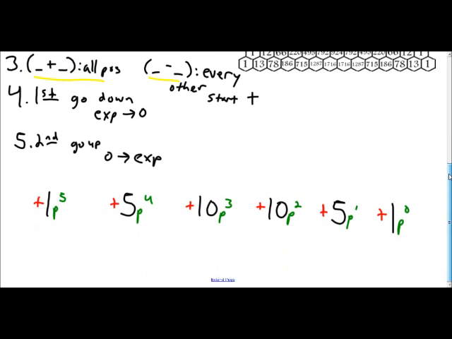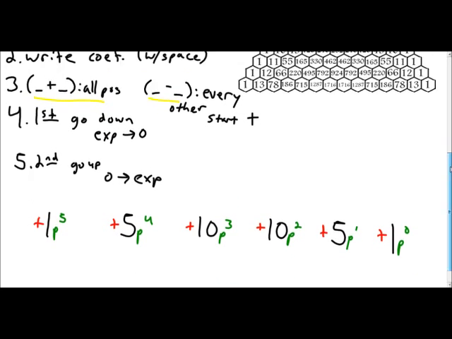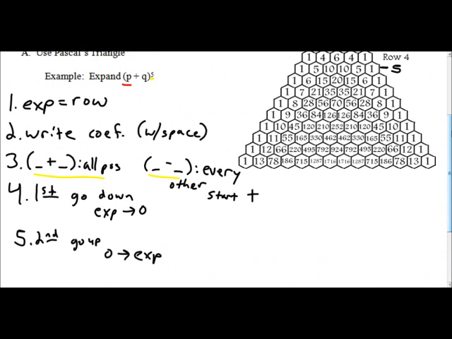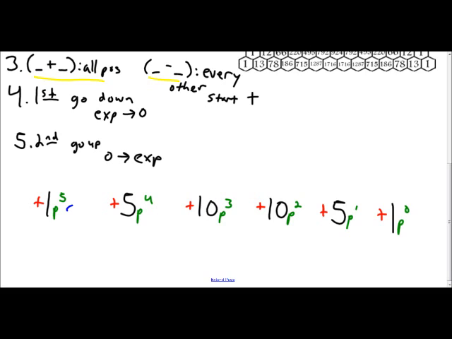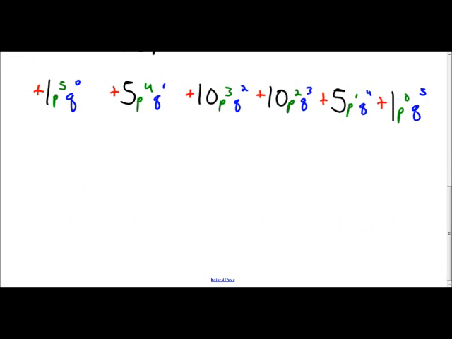Then our last thing to do is go with our second term and go up from 0 to the exponent. Our second term is Q. So we start with Q to the 0, Q to the 1, Q to the 2, Q cubed, Q to the 4th, and Q to the 5th. Now from here, all that's left to do is just simplify things down.